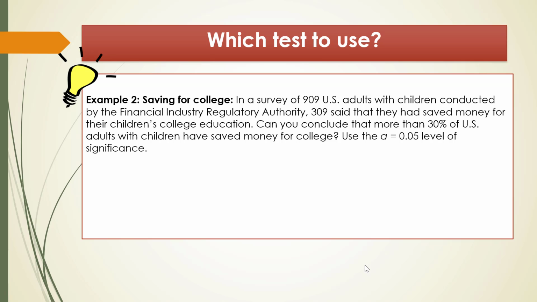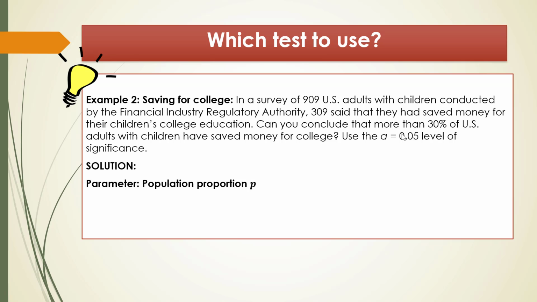So the first question is which parameter we are working with, and we read the claim. Can you conclude that more than 30% of US adults with children have saved money for college? 30% is a percentage, so we are working with proportion. So the parameter that we are interested in is population proportion, p. So we think about one proportion z-test.